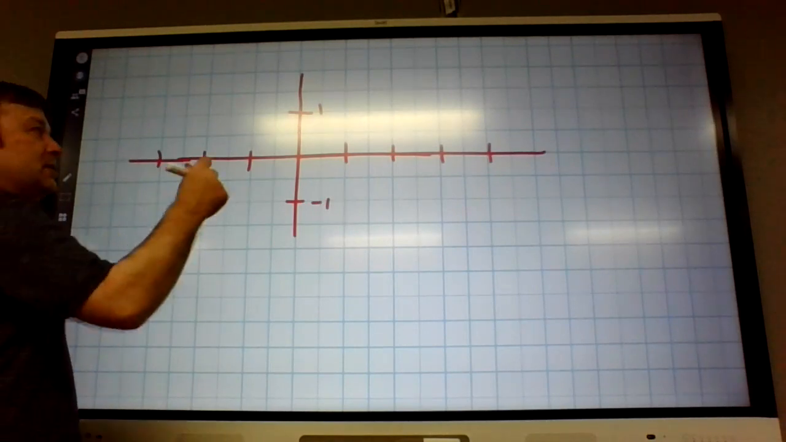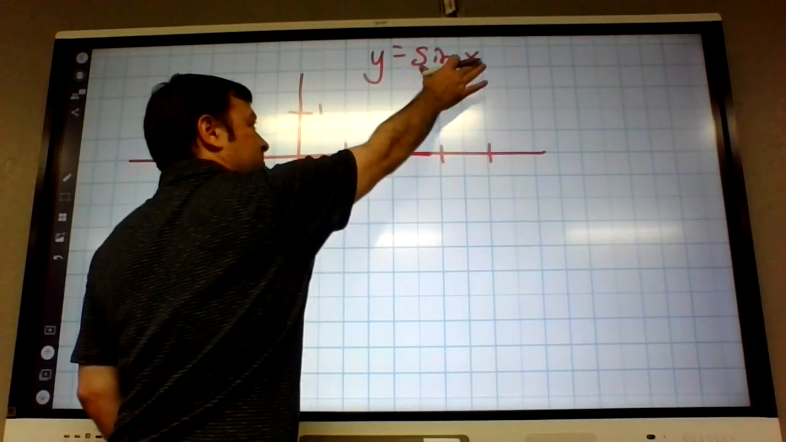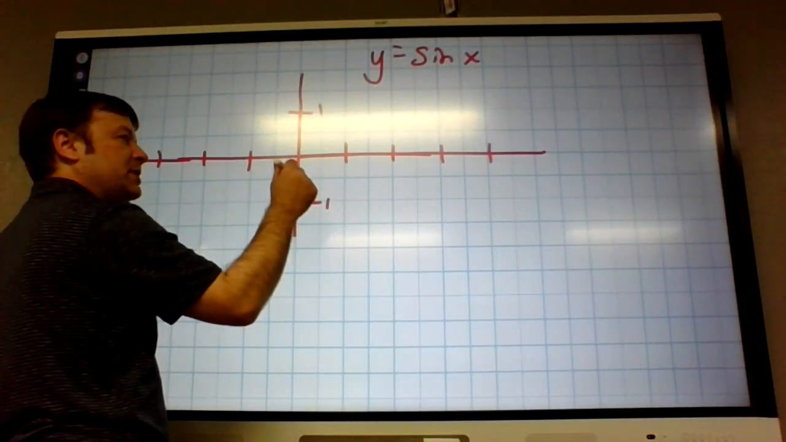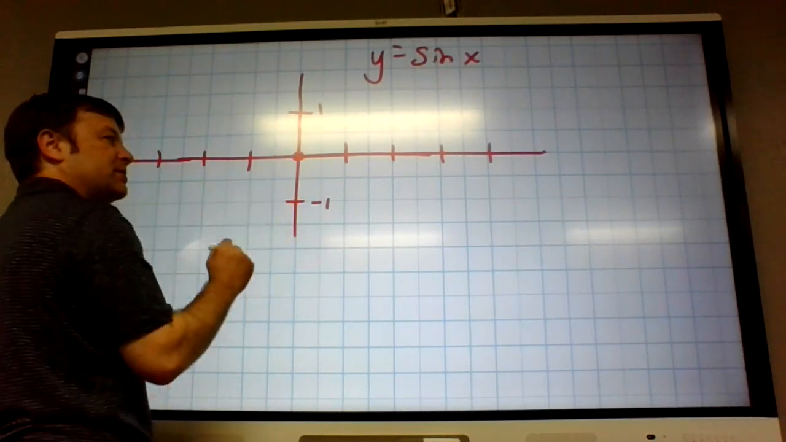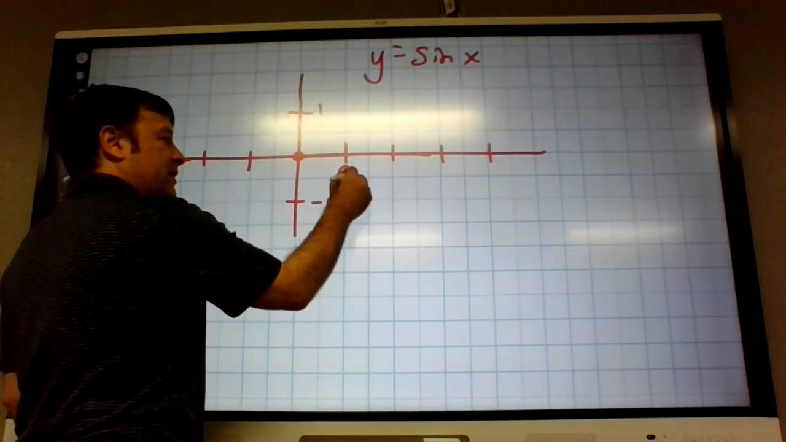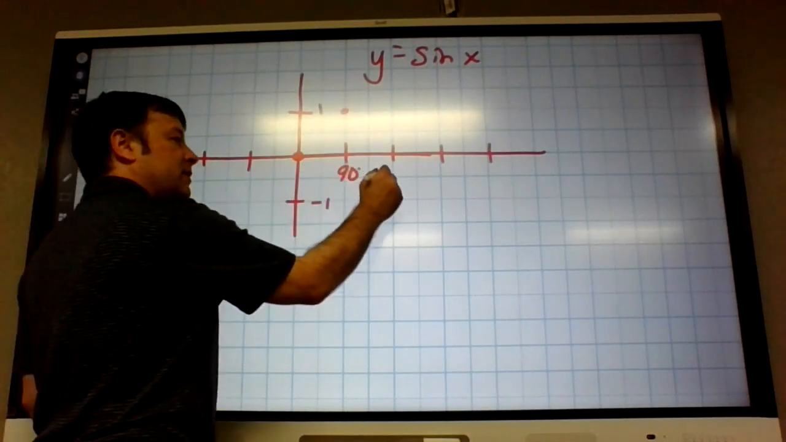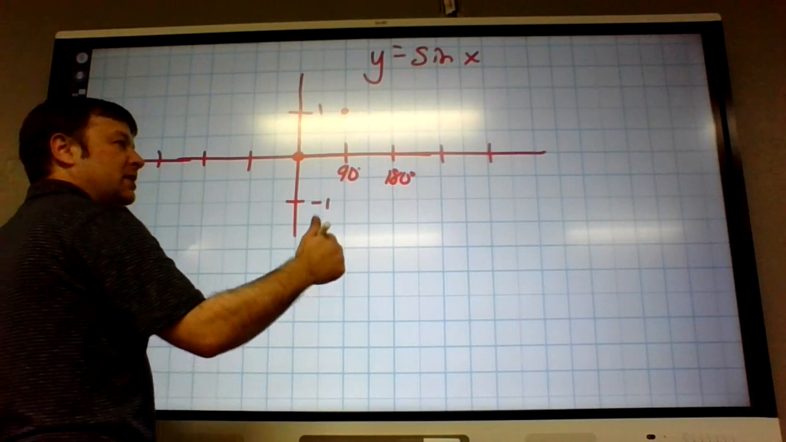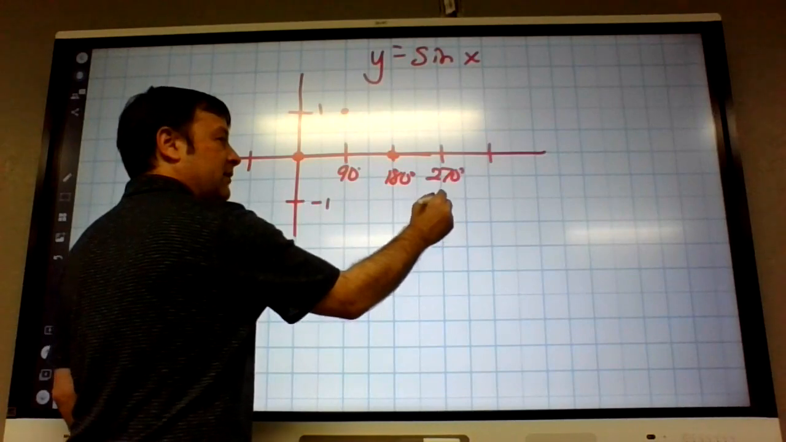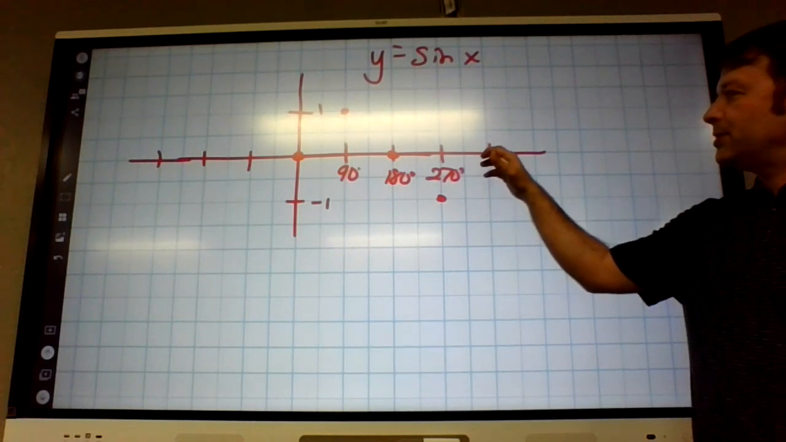So let's say we're graphing y equals sine of x. The y value is based on whatever we put in for x into the sine function. If you plugged in sine of 0 degrees, your calculator would say 0. So it starts at 0, 0. If you plugged in sine of 90 degrees, your calculator would say 1. Sine of 180, and I'm counting by 90s, would say 0. If you plugged in 270, it would say -1. And if you plugged in 360, it would say 0 again.